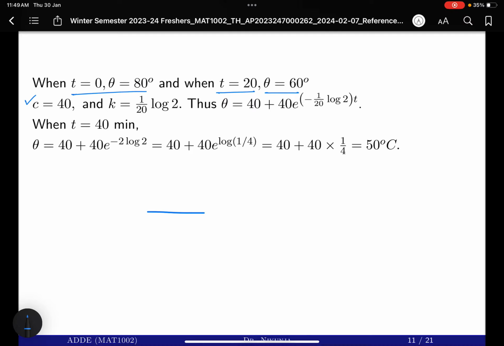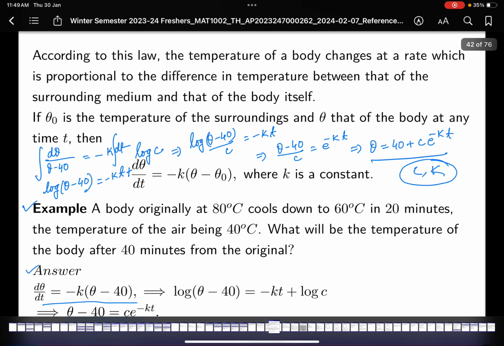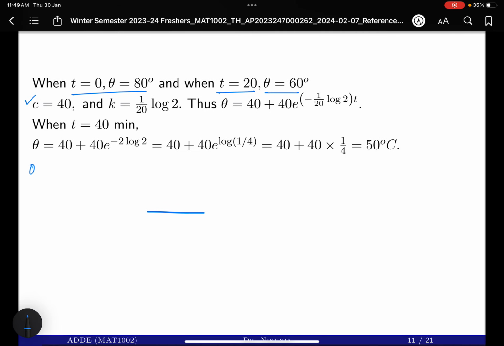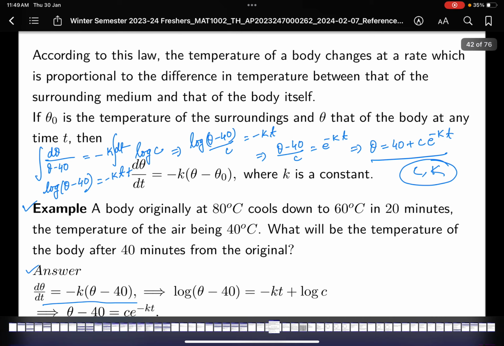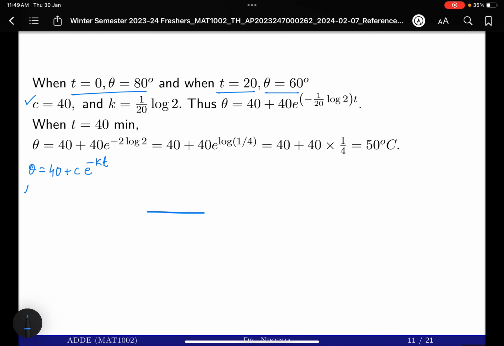So how will we get that? Just see the expression: theta equals 40 plus c times e power minus kt. Now you can apply t equals 0 and theta equals 80 first. So here 80 equals 40 plus c e power minus k into 0. From here c equals 40, you are getting c equals 40.